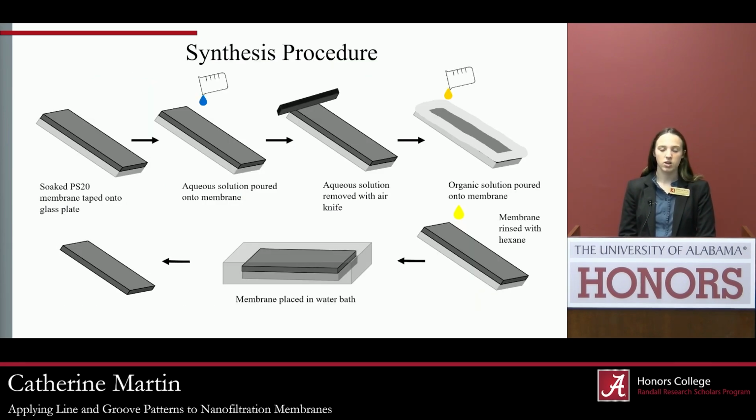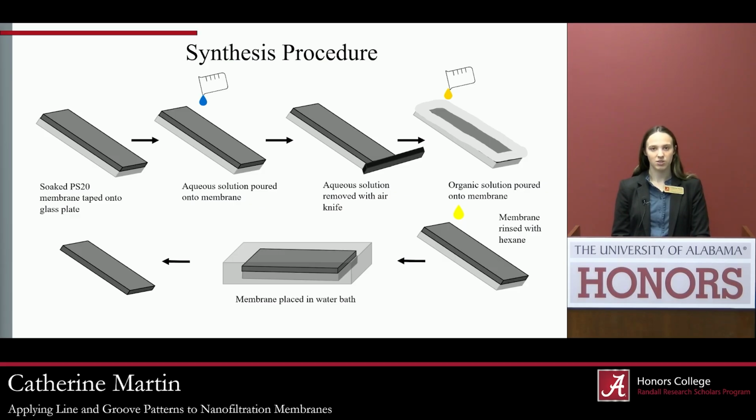To synthesize the polyamide active layer, first we soak the PS20 membrane in deionized water overnight, and then we tape it onto a glass plate and pour on an aqueous solution of piperazine and deionized water. This is allowed to sit for 2 minutes. We then pour it off, and we use an air knife to completely remove the aqueous solution. Then we pour on the organic solution, which is trimesoyl chloride and dodecane. This is left on for 1 minute for the non-pattern and 300 nanometer pattern membranes, and 1 minute and 30 seconds for the 10 micron and 50 micron pattern membranes.